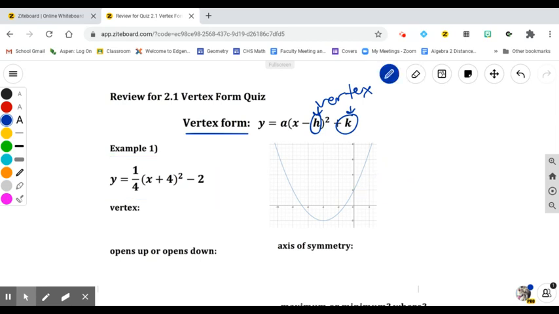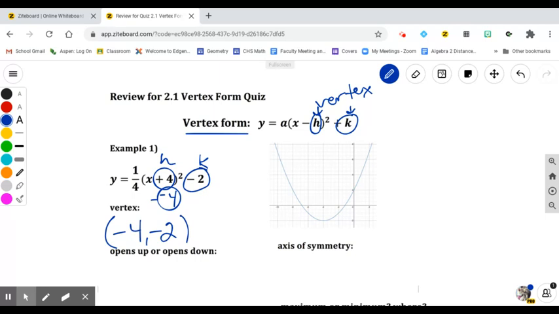So let's start with vertex. Vertex is (h, k). Remember, with h, you want to do the opposite sign, because this is really minus -4. So our vertex here is actually (-4, -2).